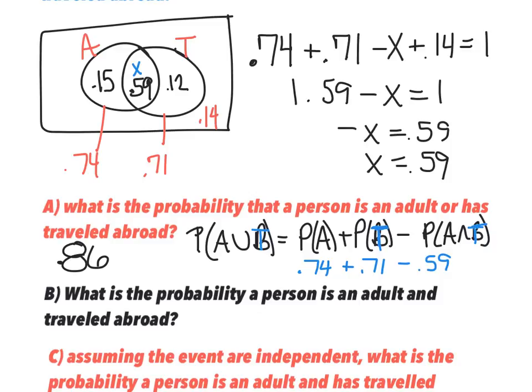B, what is the probability that a person is an adult and traveled abroad? So you would have to be in this circle and in this circle at the same time, simultaneously. So I would say that's just 0.59.